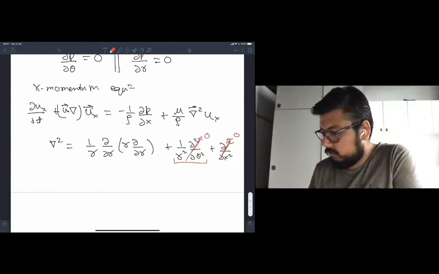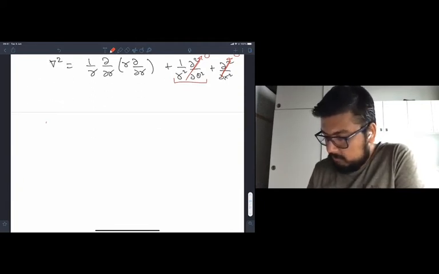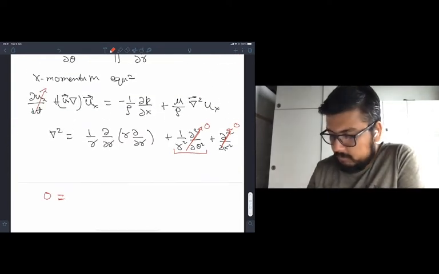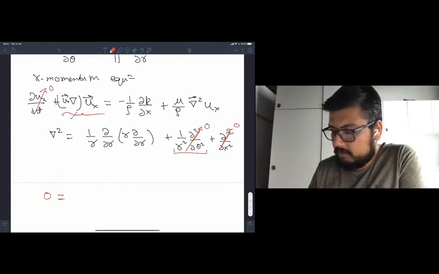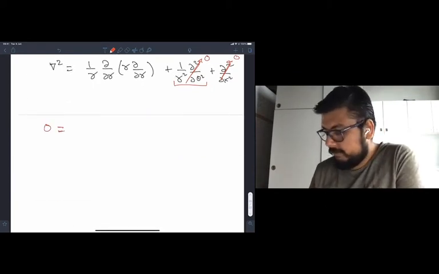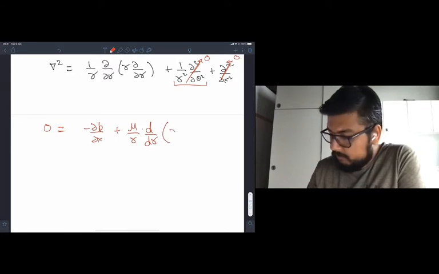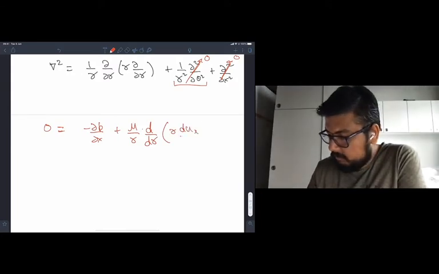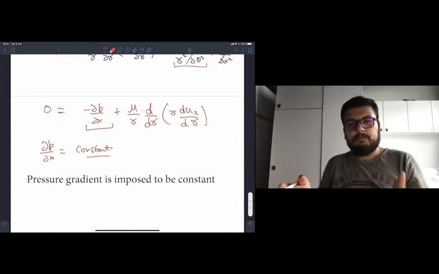So this part is also 0, which basically gives me the final form of this equation. Of course, we are going to assume a steady flow, and you can also do some calculations and show that this part is also 0. So we get 0 equals dp by dx plus mu by r del by del r of r du_x by dr, similar to the flow between parallel plates.